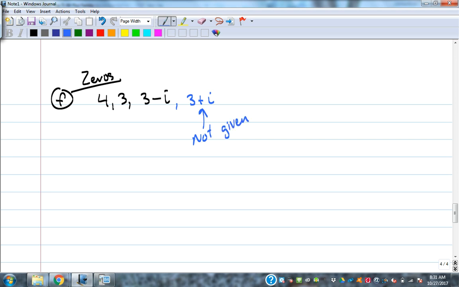Now, what should the degree of this thing at the end be? What x to what power at the end? 4, because how many zeros do we have? 4. That always matches up. Never is that different. Okay, so set them up.